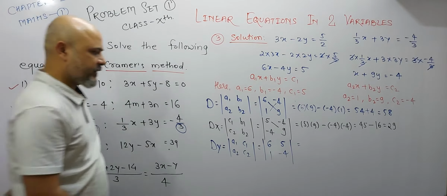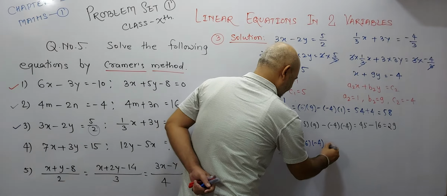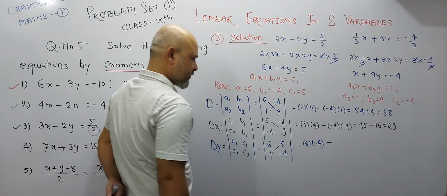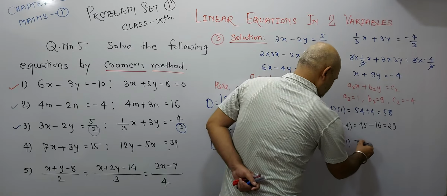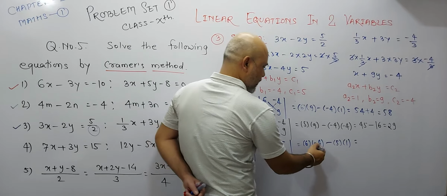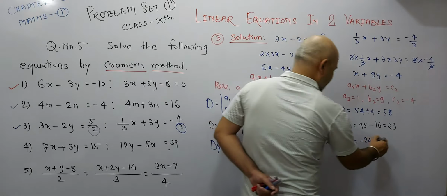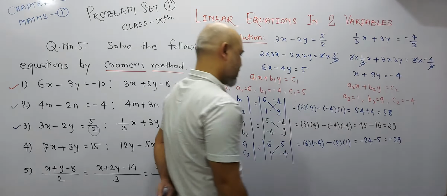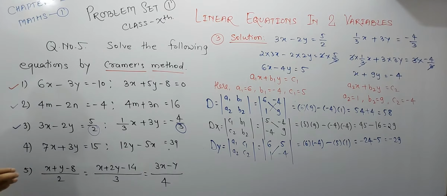So you will get 6 multiplied by minus 4, and then you are having minus sign, 5 multiplied by 1. So you will get, this will be what? Minus 24. This is minus 5, which is equal to minus 29. So value of dy is minus 29.